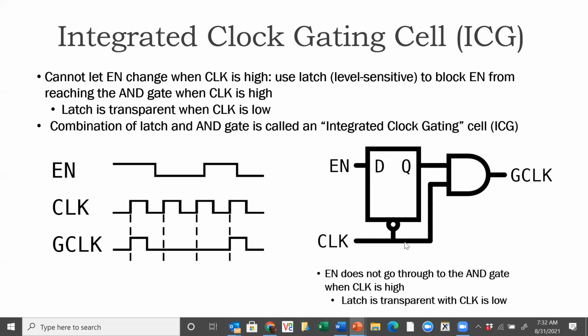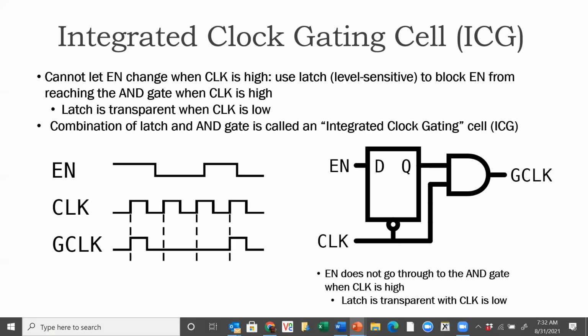So when the clock is low, the enable goes from D to Q. And when the clock is high, the enable does not go through. The latch is not transparent. Okay, this is a level sensitive latch. This is not a D flip-flop. It's a level sensitive latch, and it is transparent when the clock is low.